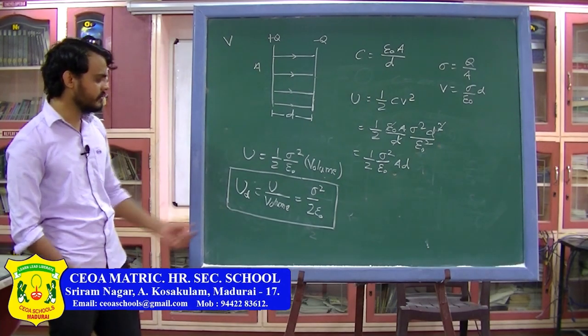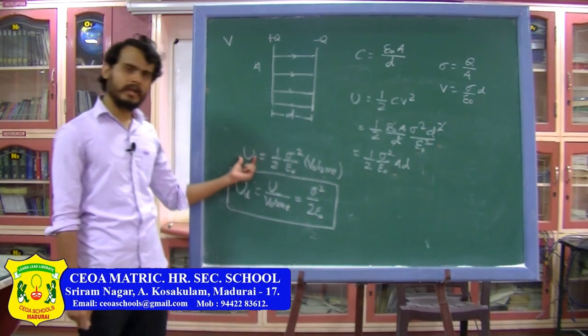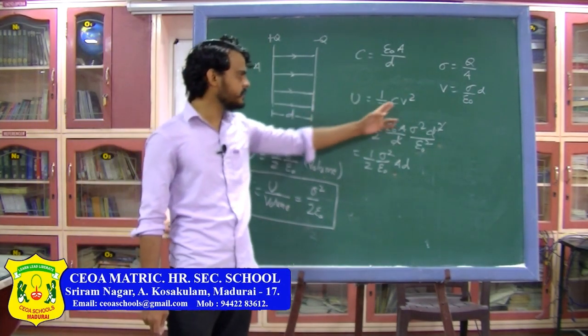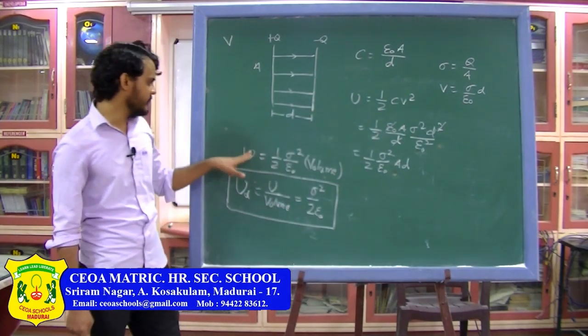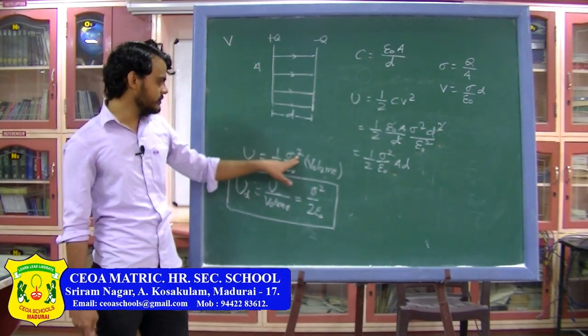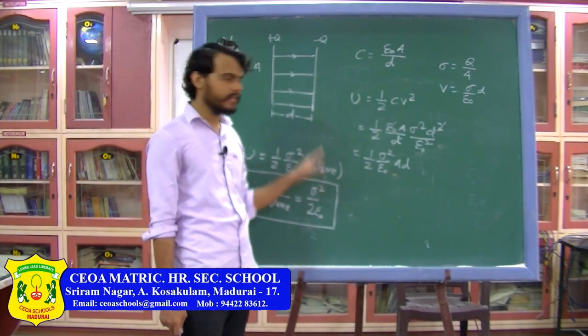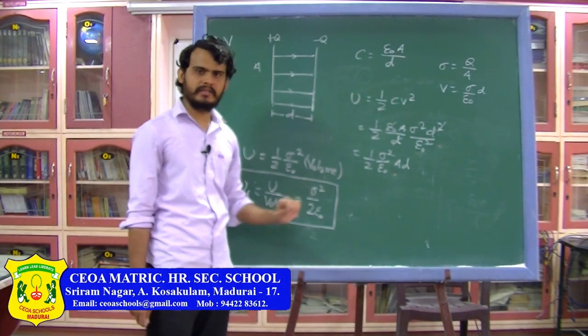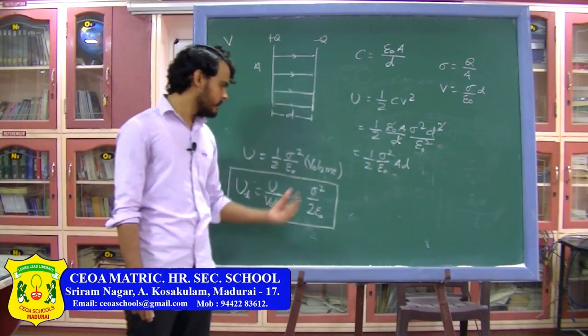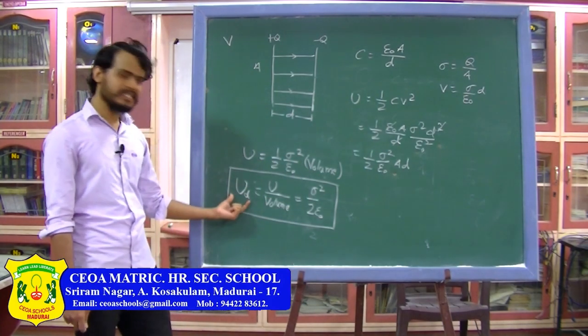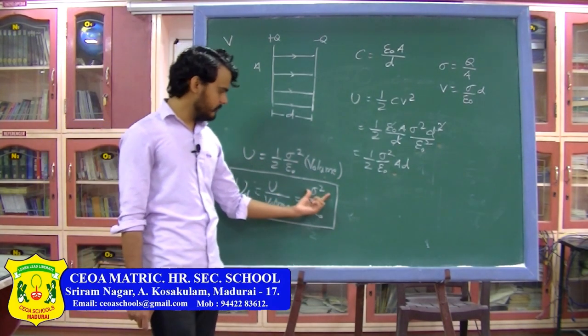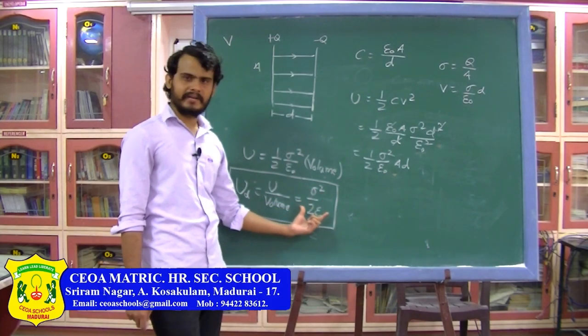So you have to remember one more formula. Energy you already know, energy can be written as half C V square, or it can be written as 1 by 2 into sigma square by epsilon naught into A into D, where A is the cross sectional area of the plates and D is the distance between the plates, which is basically volume. So energy divided by volume is energy density. The formula for energy density is sigma square divided by 2 epsilon naught.